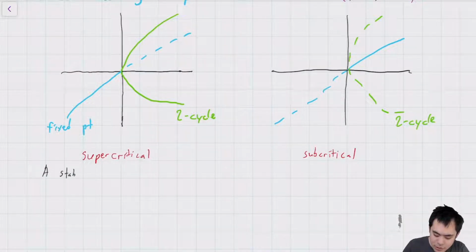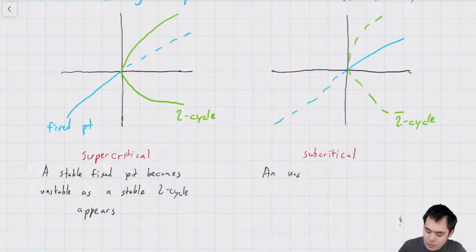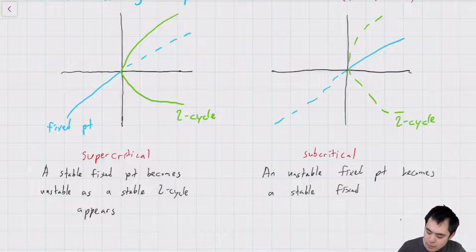So a stable fixed point becomes unstable as a stable 2 cycle appears. Or an unstable fixed point becomes a stable fixed point as an unstable 2 cycle appears.